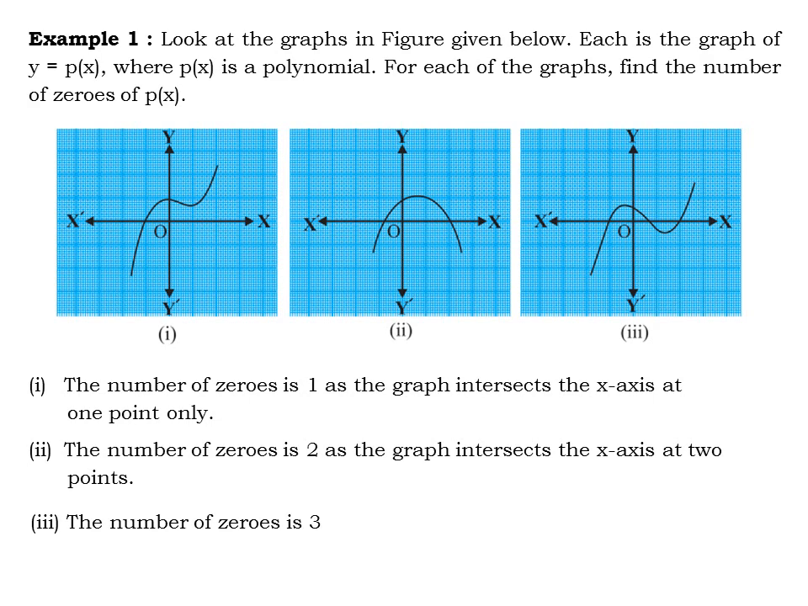So you have to clear the concept. To find the number of zeros of a polynomial from its graph, we can obtain how many points the graph intersects or touches the axis, and majorly the x-axis.